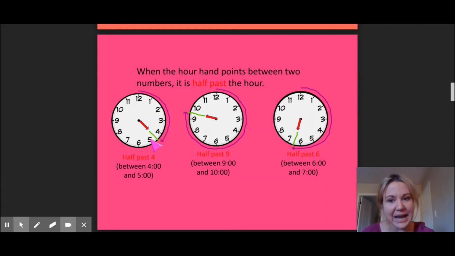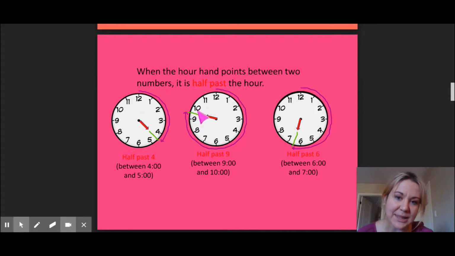Okay, but do we say 4:30 or 5:30? Well, if you follow the path that the hands take clockwise, 1, 2, 3, 4, it hasn't made it to the 5 yet. We have to stop right here. So it's 4:30.